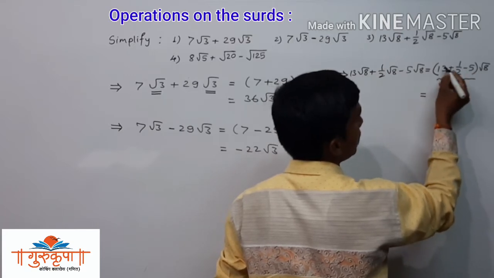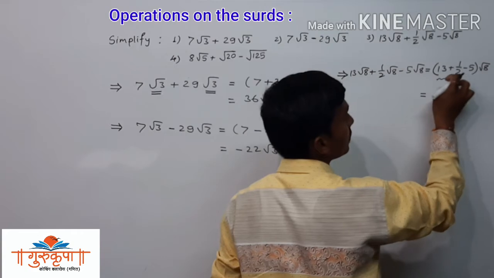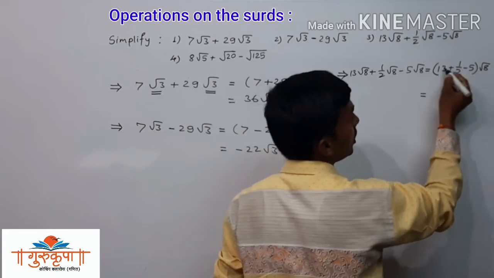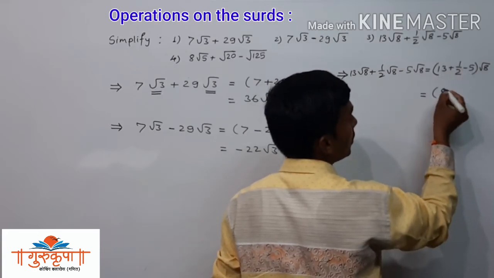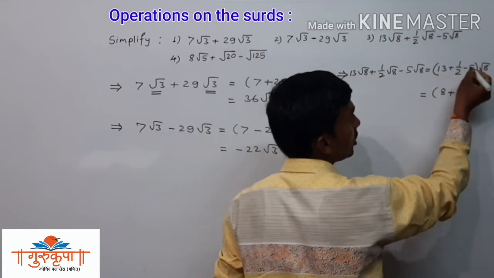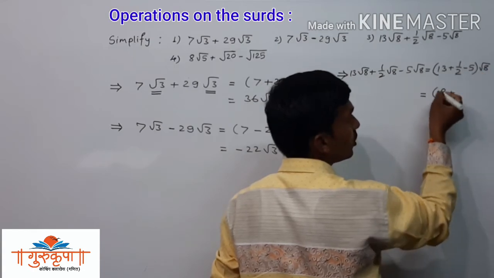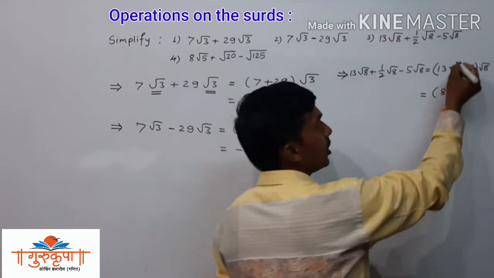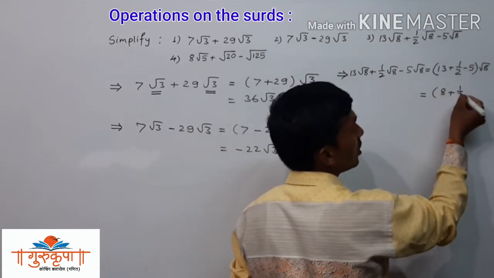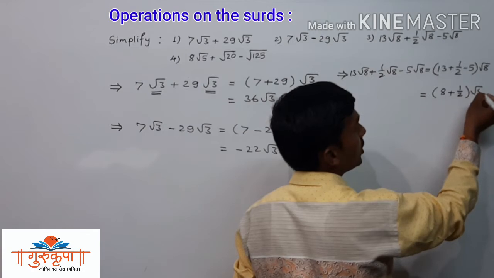This directly you can take subtraction. 13 minus 5, rational numbers are there. 13 minus 5, that is positive 8. Since the bigger number is positive, the answer is positive. This half remains as it is. Root 8 as it is.